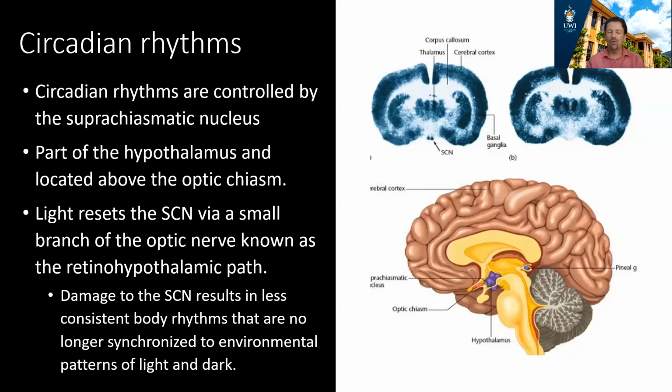Here's a little video just talking about the work of the 2017 Nobel Prize scientists who got their Nobel Prize for their work on understanding what happens in the suprachiasmatic nucleus.